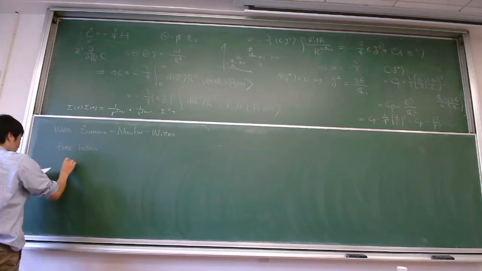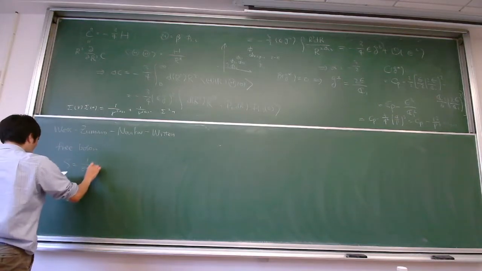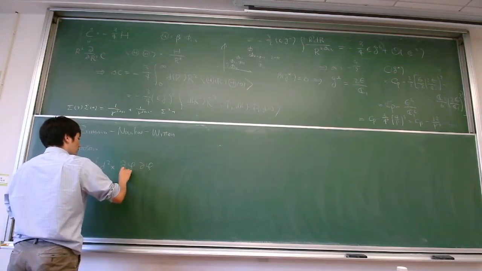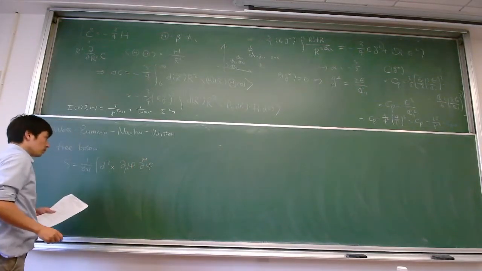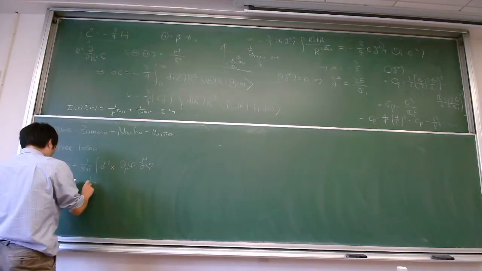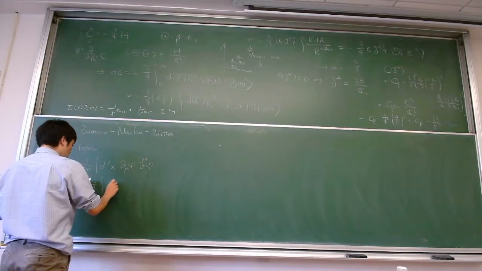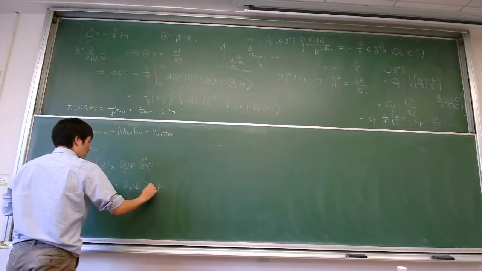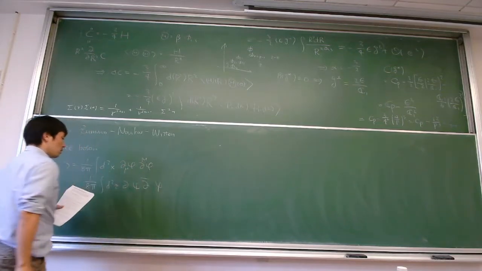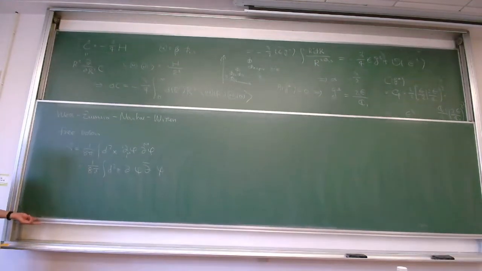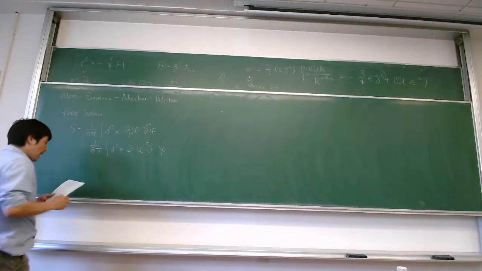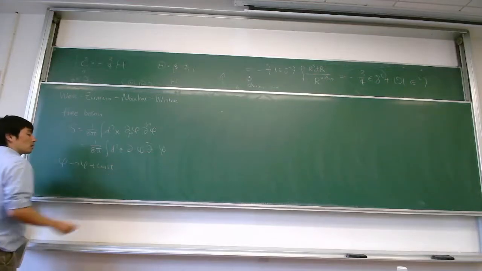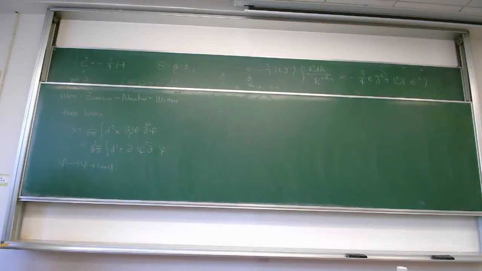So the free boson, as we already learned, is the action with d square z. Or maybe you can just write it down. Okay, that's the holomorphic component you can write down. And this action has a symmetry, phi goes to phi plus a constant shift. So this is of course the symmetry of the action.